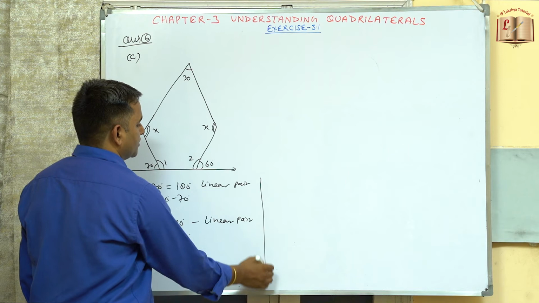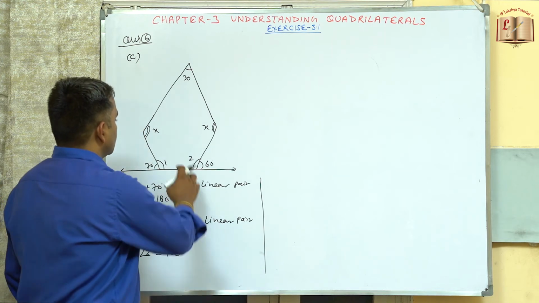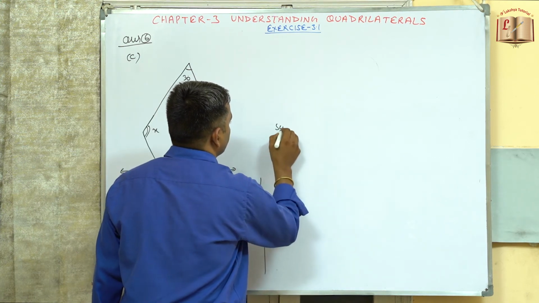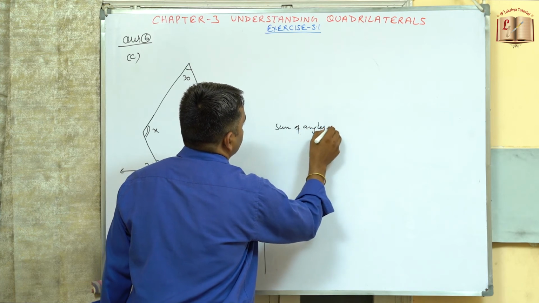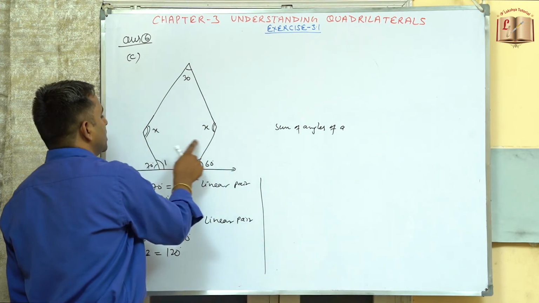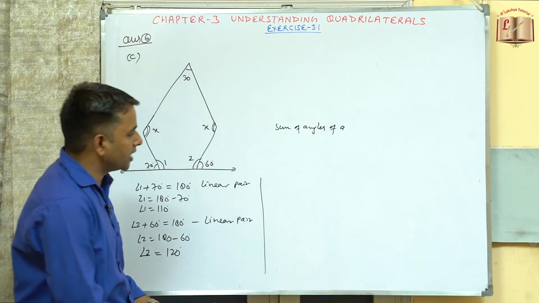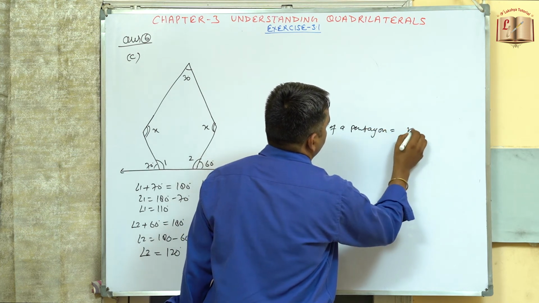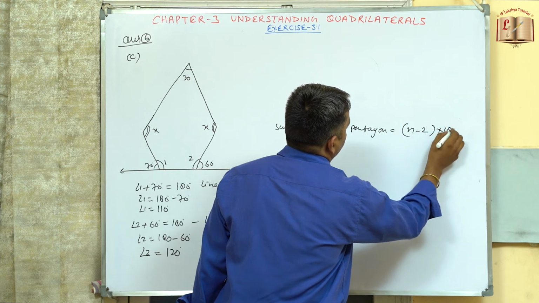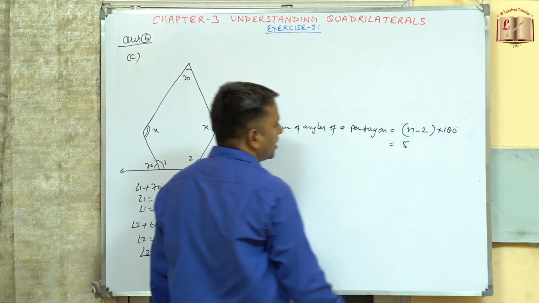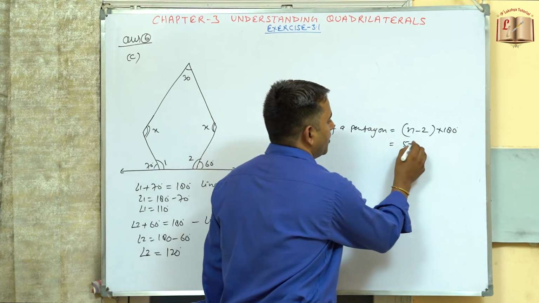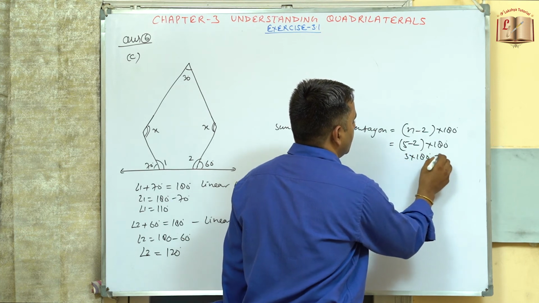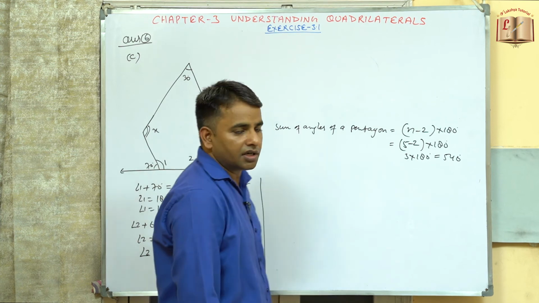So now we will use this property: the sum of all these angles. So the sum of angles of, now this is 1, 2, 3, 4, 5 sided figure, so it is a pentagon. The sum of angles of a pentagon will be (n minus 2) into 180 degrees. So n is 5, the number of sides is 5 in this pentagon. So (5 minus 2) into 180 degrees. So this will be 3 into 180. So this is now 540 degrees.